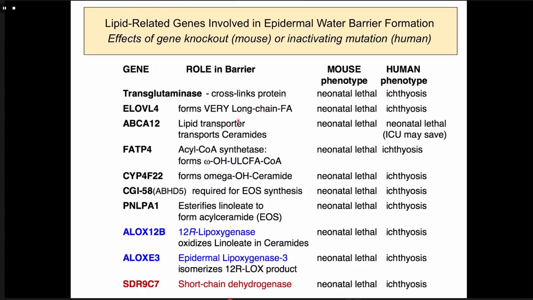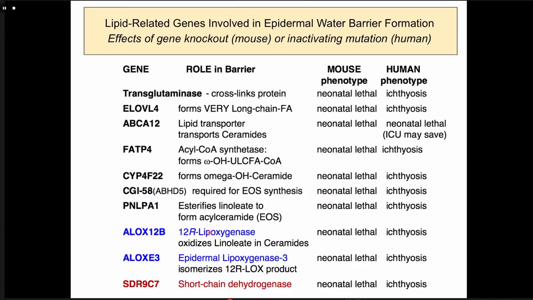So these enzymes here, many of them are involved in making this EOS ceramide. This one here forms those very long chain fatty acids. This transporter puts the EOS ceramide into the right vesicles for transport to where they're needed. This is a specific acyl-CoA synthetase that forms the CoA ester of this now omega hydroxy ultra long chain fatty acid. This P450 forms the omega hydroxy group on the ceramide. This actually seems to be a facilitator of EOS synthesis. This enzyme here esterifies linoleic acid specifically to form that acyl ceramide EOS.